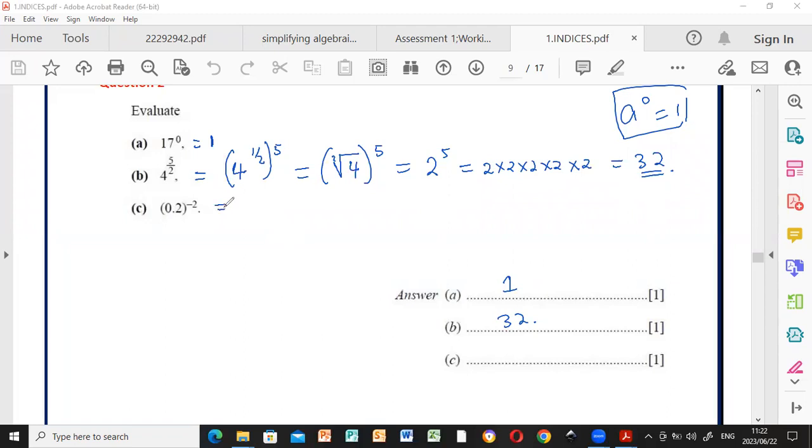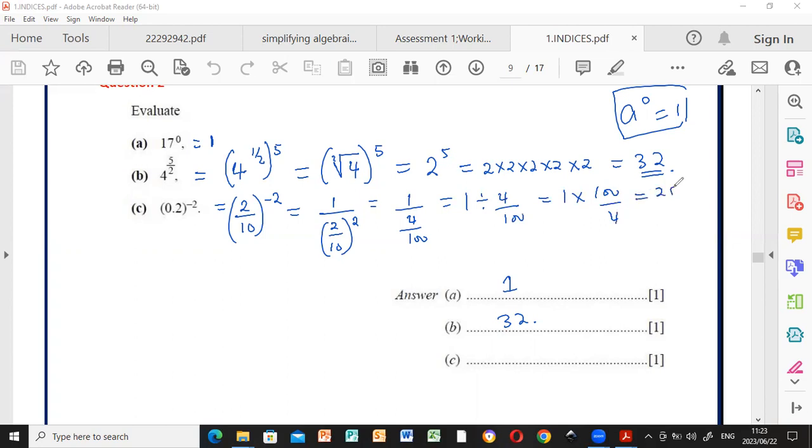And on the next one, we have 0.2 to the power of minus 2. Remember, 0.2 is basically the same as 2 over 10 as a fraction, to the power of negative 2. So this is the same as 1 over (2 over 10) to the power of positive 2, which gives us 1 over 4 over 100. And this is the same as 1 divided by 4 over 100, which is the same as 1 times 100 over 4. And straight away, we get 25 as the answer. So this is how we're supposed to tackle this question.